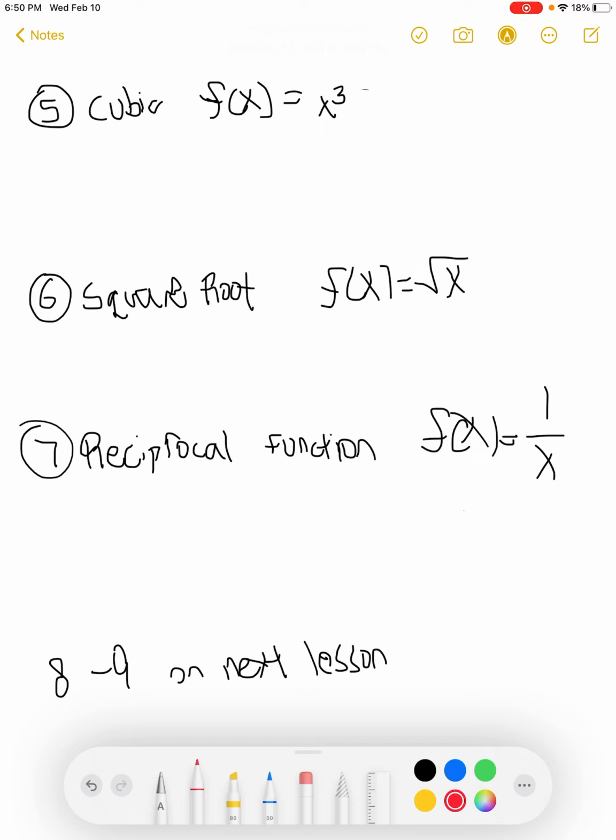And there will be one more video on exponential and logarithm functions, but that's not on this one. Sorry. But on this one is cubic, square root, and reciprocal function. I don't know why I'm saying sorry, because there's still a video, but it's just not on this one.